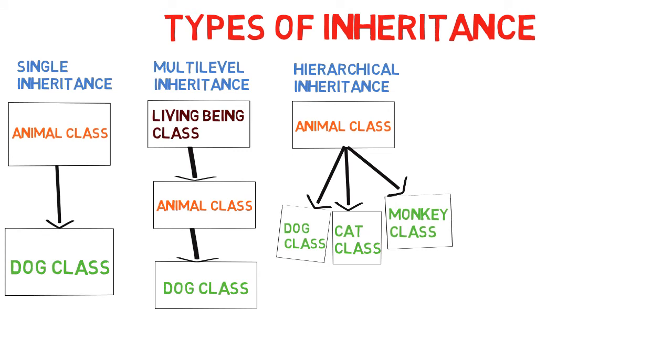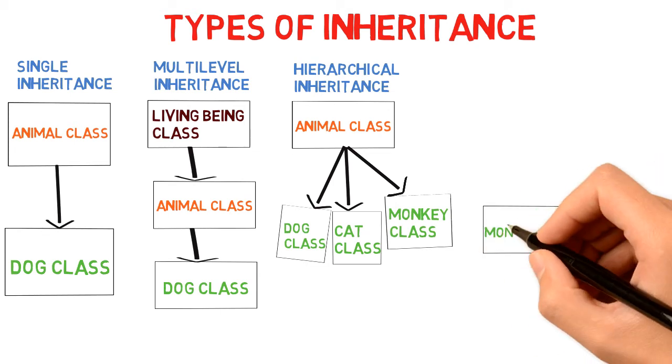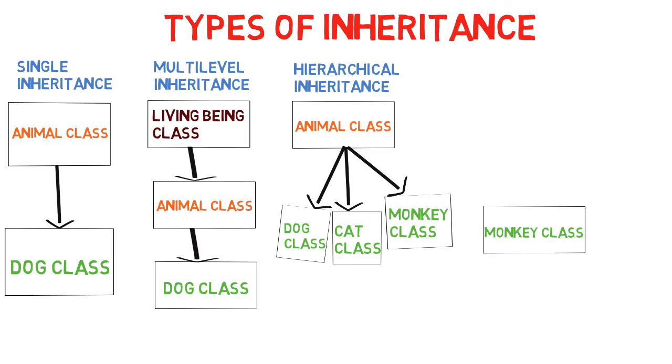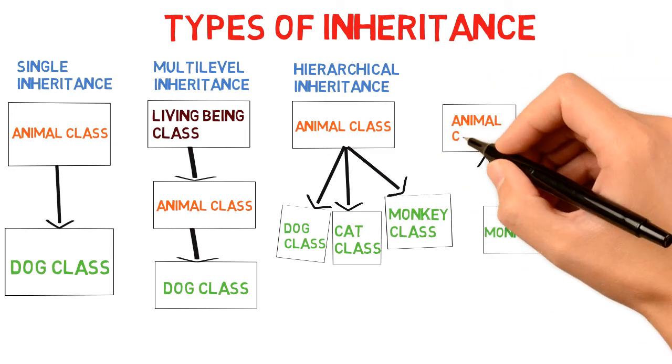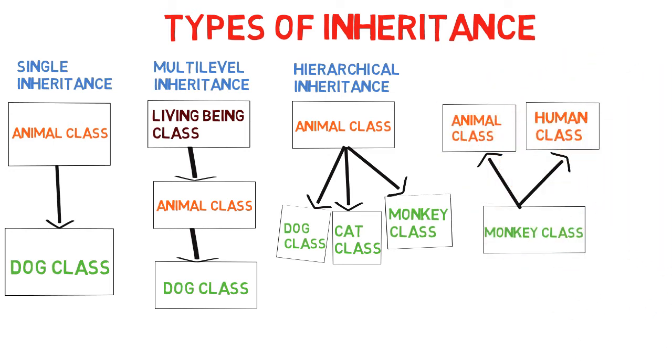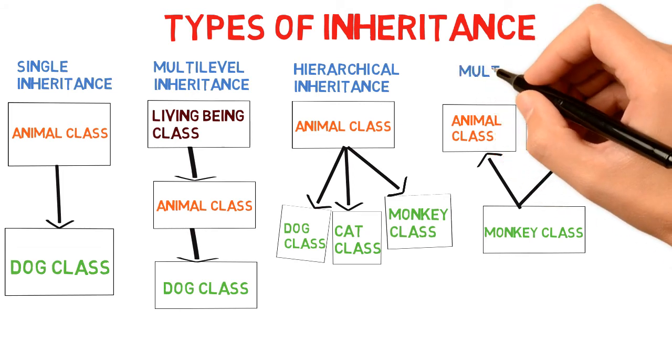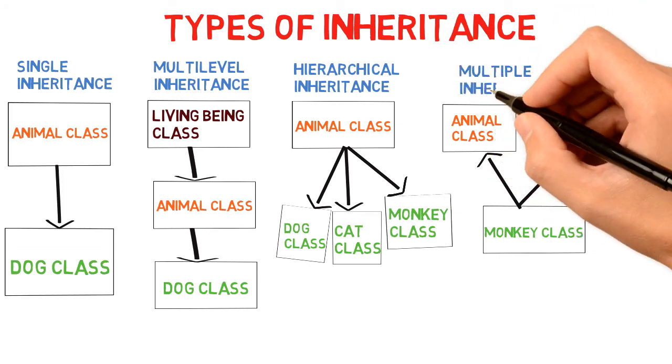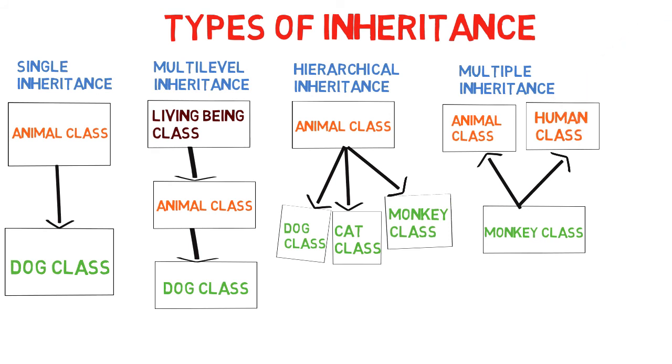Now there can be one more situation where one child wants to extend from two parent classes. For example, let's assume monkey extends from animal as well as human. We'll take this example just for understanding purposes. So let's assume monkey wants to extend properties of two classes. This scenario where one child will extend from two parent classes is known as multiple inheritance.